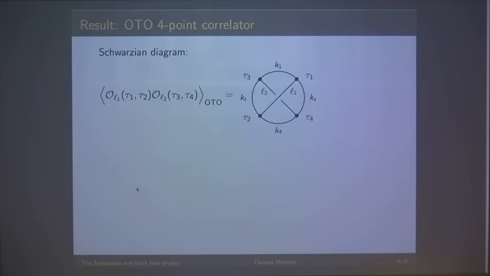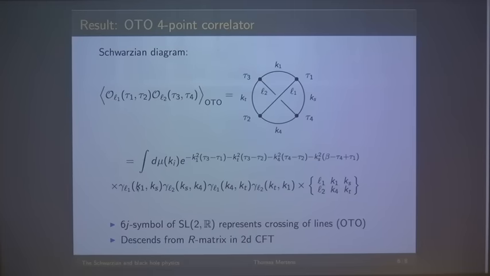And if you use the same techniques as before, this is the expression you find. So structurally, it looks similar, a bit more complicated, but the same structures appear. The only difference, or the only new ingredient, is this 6J symbol of SL2R that appears here. And that represents the crossing of the lines, so putting the operators out of time order. And this descends from the braiding R matrix in the Liouville CFT.